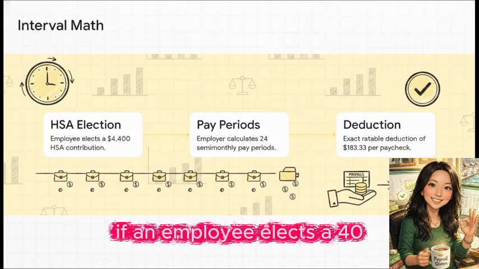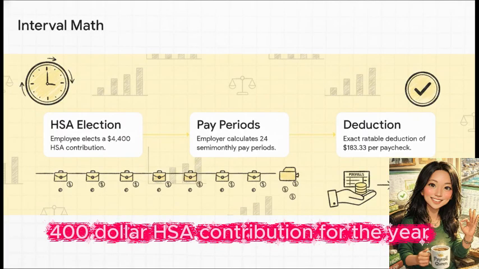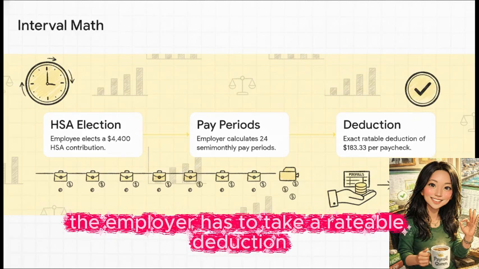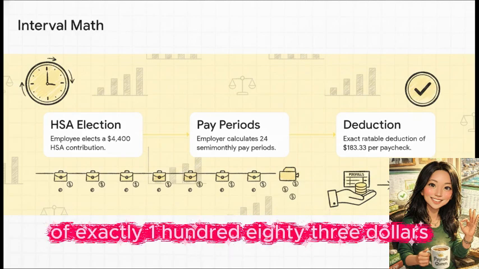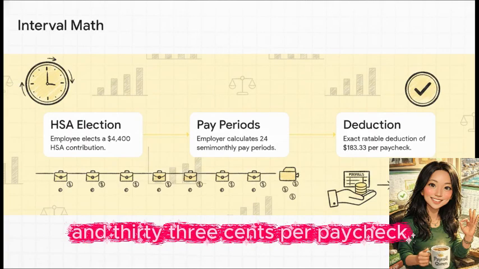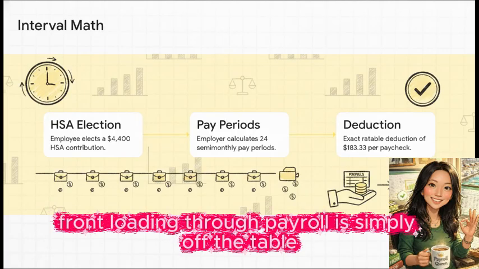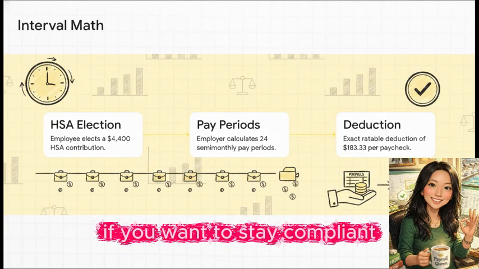If an employee elects a $4,400 HSA contribution for the year, and the company runs on 24 pay periods, the employer has to take a ratable deduction of exactly $183.33 per paycheck. The IRS demands consistent intervals. Front-loading through payroll is simply off the table if you want to stay compliant.